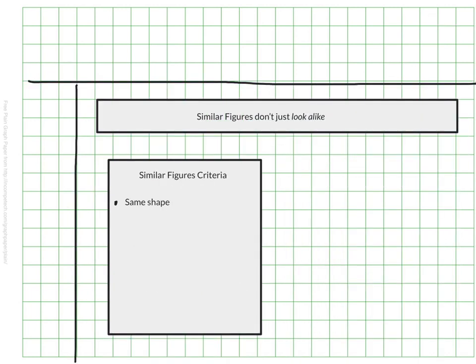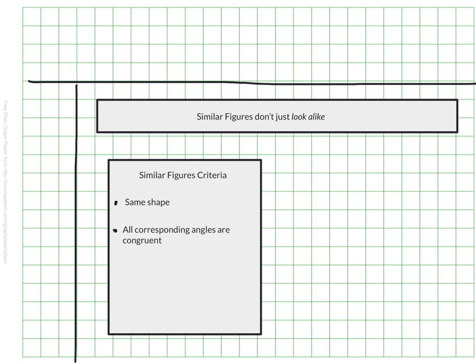So even though just looking alike is not enough to call two things similar, they do have to have the same shape, right? That doesn't make it automatically true that they're similar, but if they don't have the same shape, it's a non-starter. They're definitely not similar. So they have to have the same shape.